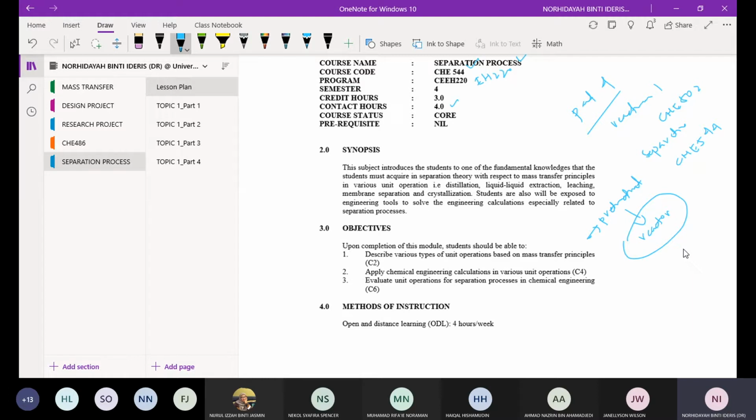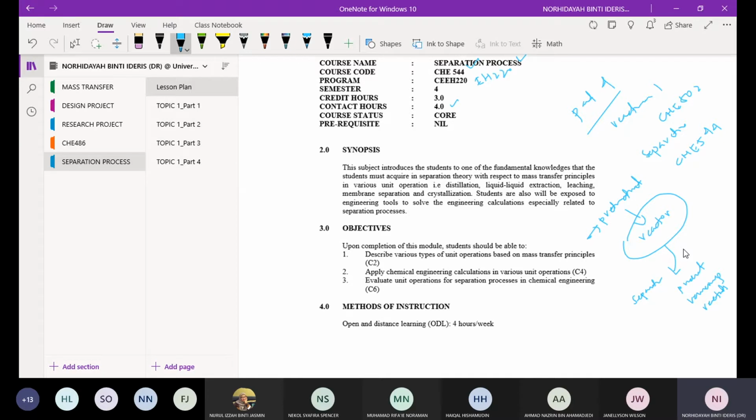So after the reactor, you know that coming out from this reactor is the product, and also the remaining reactant, kan, tak semua reactant yang kamu tambah akan react. So you have all these sort of things. So that's why you need the separation process. These two subjects are really important, especially during your part 7 and part 8 when you have your plant design subject.